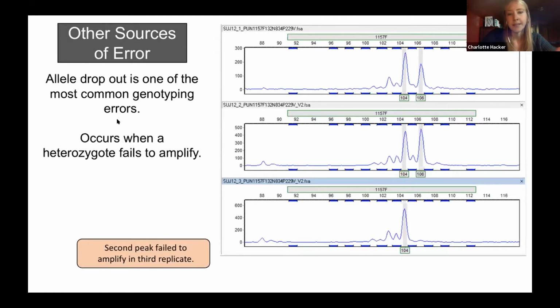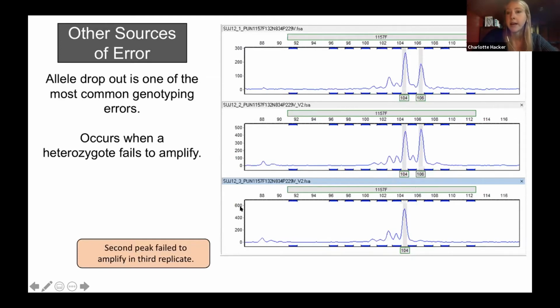For example, this is snow leopard SUJ12, and I have each of my 3 replicates here. This is locus 1157, the microsatellite we're working with. I would consider this snow leopard individual to be a heterozygote at 104 and 106. You can see in the 3rd replicate, I lost that 2nd peak. I completely lost the 106 allele altogether.